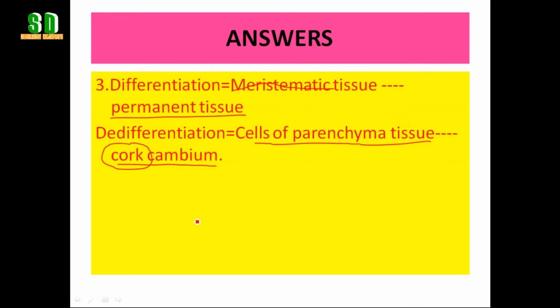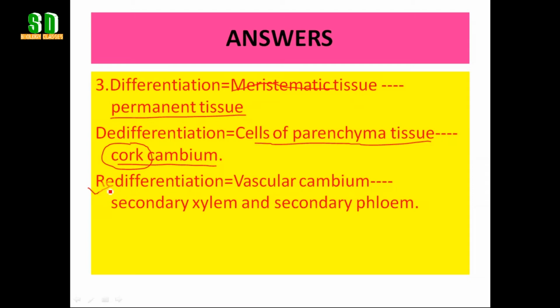Now what is redifferentiation? Re means when the differentiation process occurs again. That means when secondary meristematic tissue again loses the power of division and returns to its specialized form, it is called redifferentiation. I am repeating the answer once again: secondary meristematic tissue again loses the power of division and returns to its specialized form. The example is when the vascular cambium changes into secondary xylem and secondary phloem.